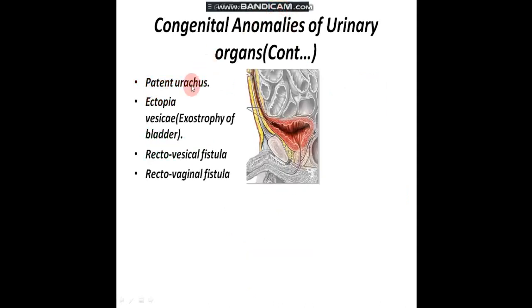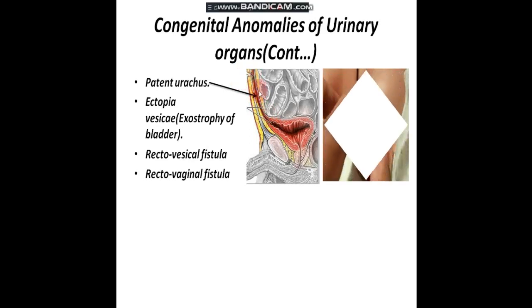Other congenital anomalies can be, one is the patent urachus. Now here we can see this patent urachus. When the allantois fails to obliterate, this is known as the patent urachus, and in this condition the urine can trickle. If we see in a newborn a patent urachus, there will occur trickling of the urine from the umbilicus, that is known as weeping umbilicus.